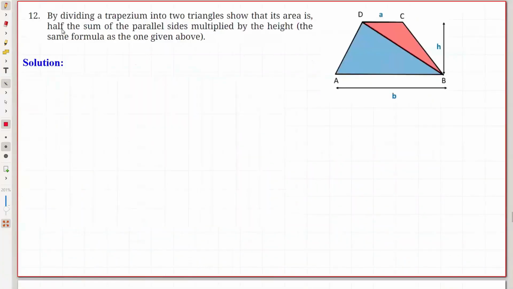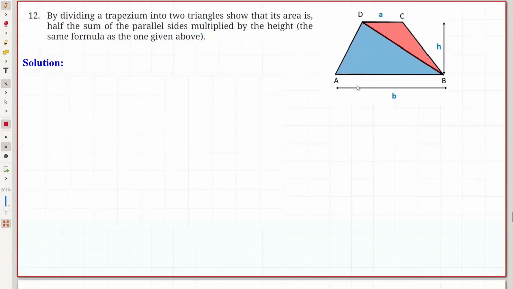The next one is question number 12. By dividing a trapezium into two triangles, show that its area is half of the sum of the parallel sides multiplied by the height. The same. Now here the trapezium is divided into two triangles. So the area of the trapezium is equal to the area of triangle ABD plus the area of triangle ACB. If we add these two triangles' areas, we get the area of the trapezium ABCD.